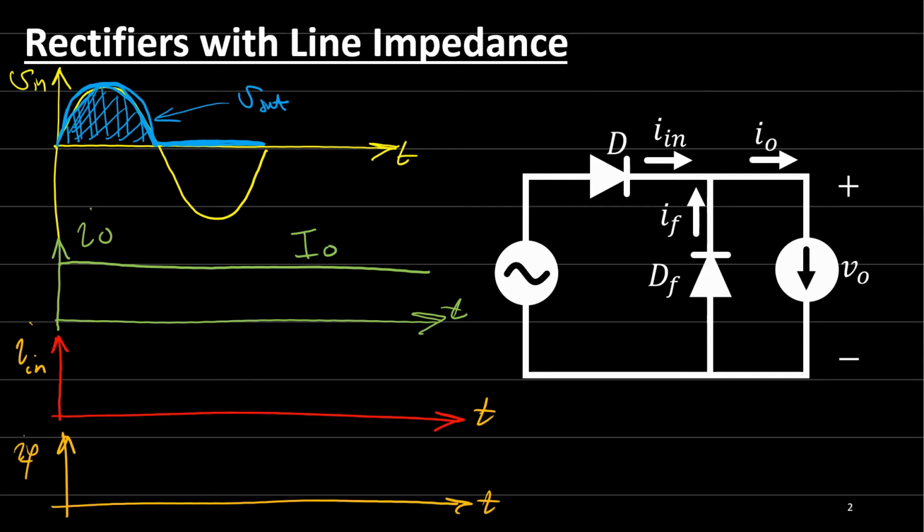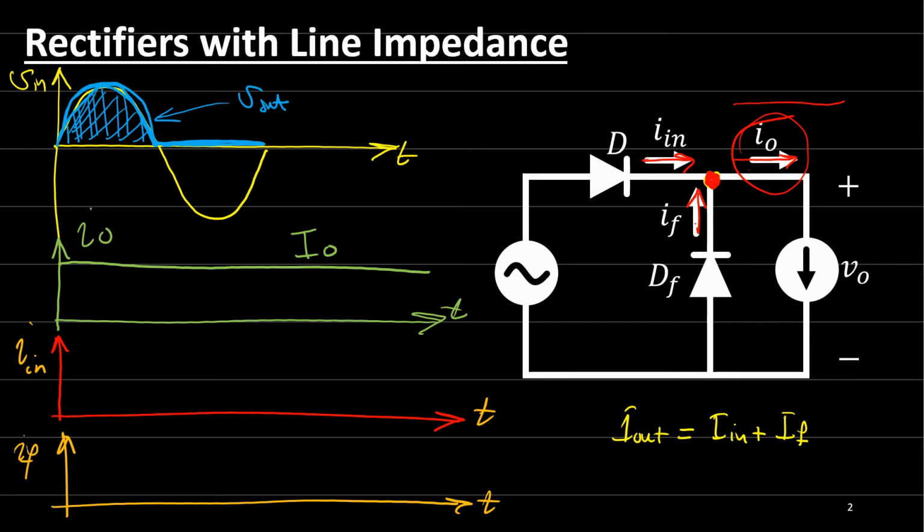Since the output current is constant, we can easily say that I out is equal to I input plus IF, which is the freewheeling diode current. So the current at this point, by Kirchhoff's current law, I out is equal to I in plus IF. Since I out is continuous and fixed all the time, when I input is 0, IF will be equal to I out. When IF is 0, then I input will be equal to I out.